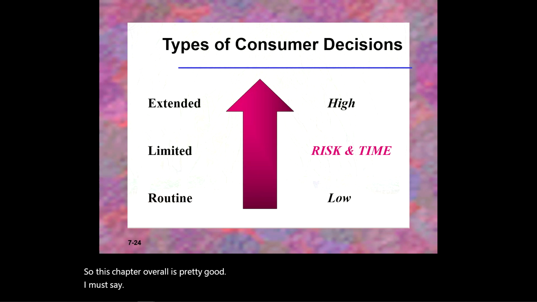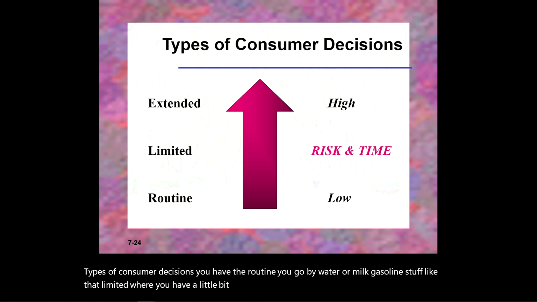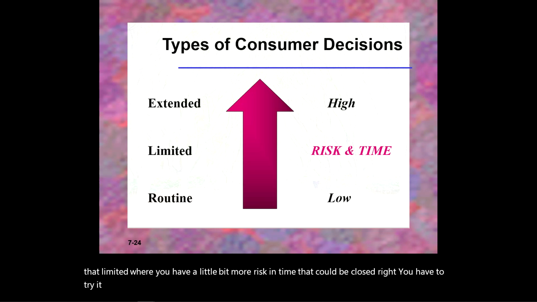Types of consumer decisions. You have the routine. You go buy water or milk, gasoline, stuff like that. Limited, where you have a little bit more risk in time. That could be clothes, right? You have to try it out, the colors and stuff like that. And extended, high. Well, let's say if you buy a car, a house, something a little bit more expensive. Right?